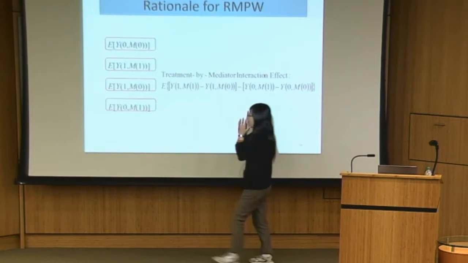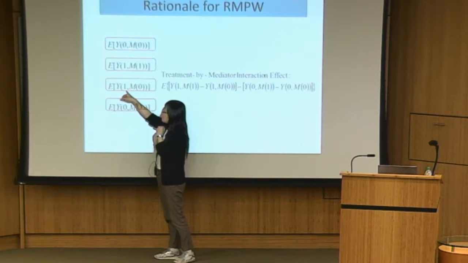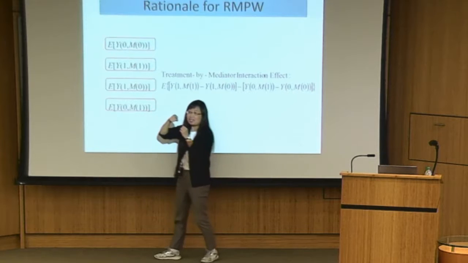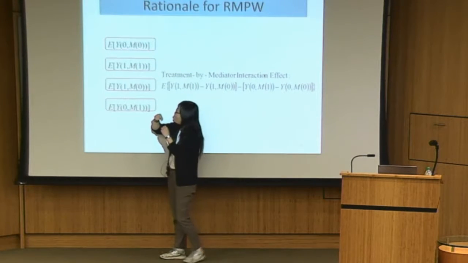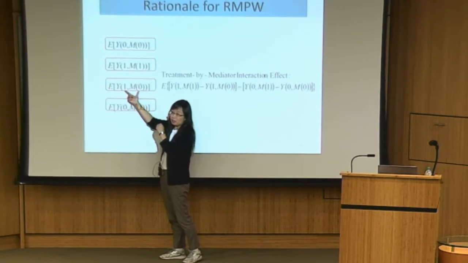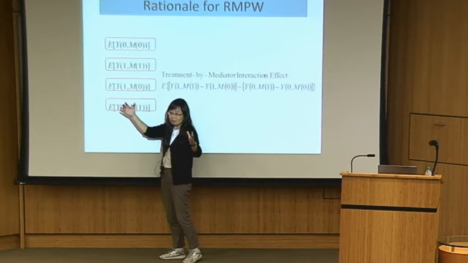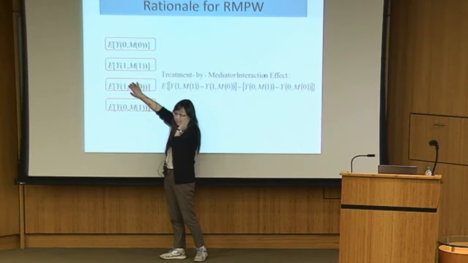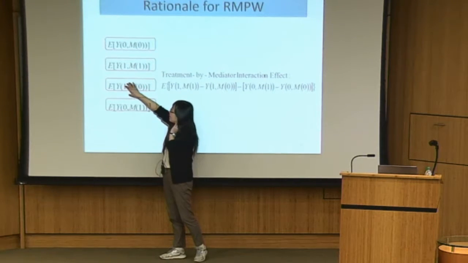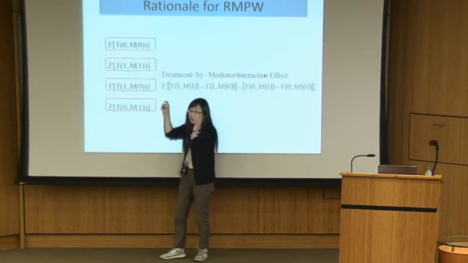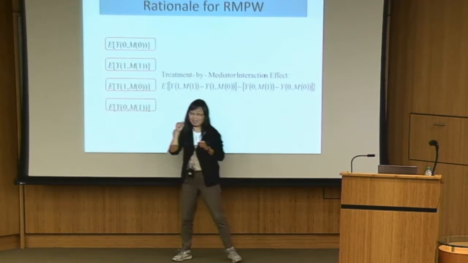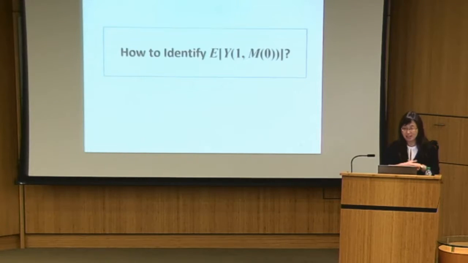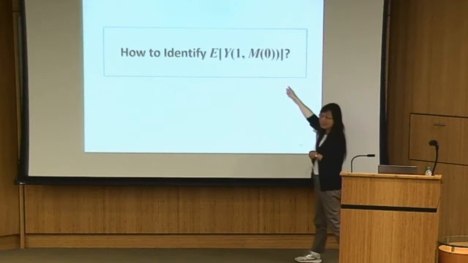But the goal is, I'm saying, if everybody was treated, but their mediator takes the value as it would under the control condition, and if I find out this kind of outcome for every individual and then average over the population, I have this average. And this is my goal. I want to identify this quantity, and after I take care of that, I want to identify the next quantity, one at a time. If I can identify one at a time, then I do the mean contrast at the end. So that's where we are going. So how do we identify this counterfactual?